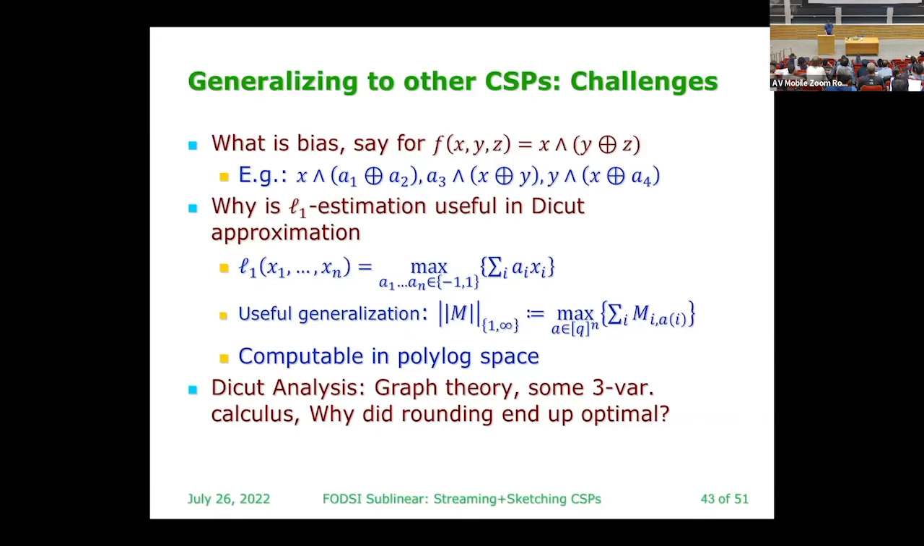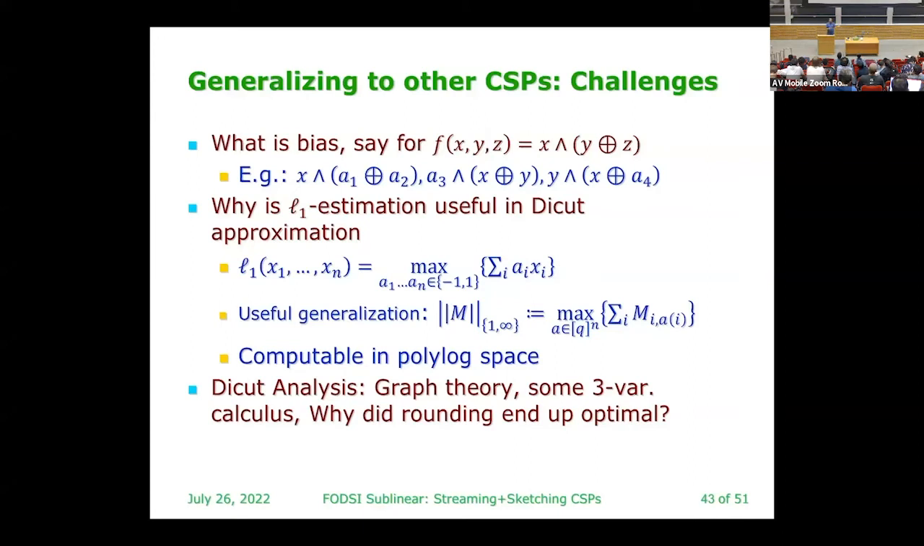And another thing that looked challenging: if you want to go beyond L1, beyond binary variables, what should the analog of this L1 approximation be? So let me explain why L1 approximation comes up at all in CSPs. What is the L1 norm of a vector x1 to xn? It's really just the solution to this optimization problem: maximize over all ai in plus or minus 1, that's a Boolean domain, of the linear form summation ai xi. So if you want to optimize a linear form in n variables, you would get an L1 norm approximation.